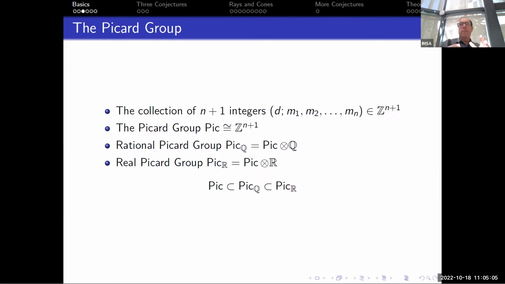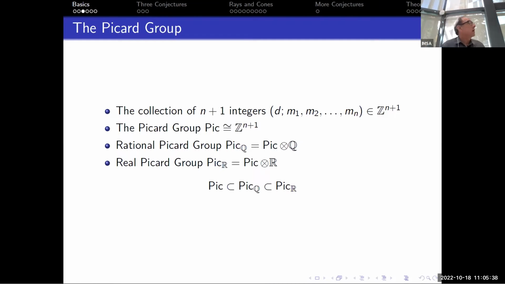If you take the ordinary plane P2, the Picard group is just one-dimensional, given by the degree of the line bundles. That's the D part. But for each point you can blow up those points and you get an extra dimension to the Picard group, generated by the exceptional curve over each point. And so the Picard group of the blow-up is isomorphic to this data here of the degree and the multiplicities. This is the integer Picard group.